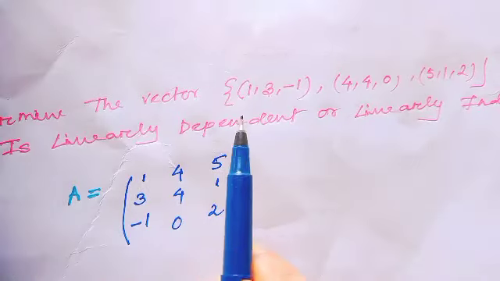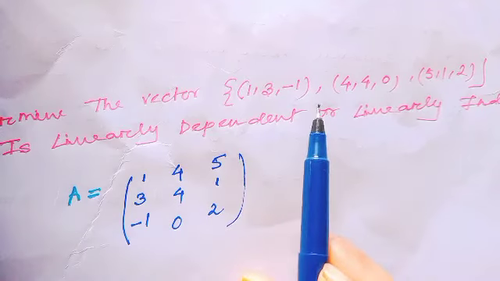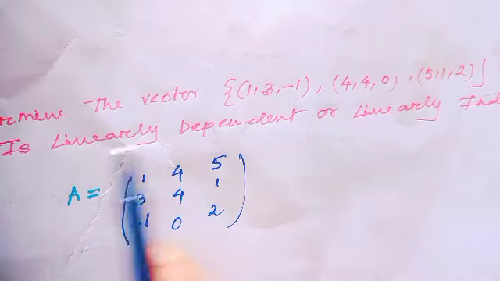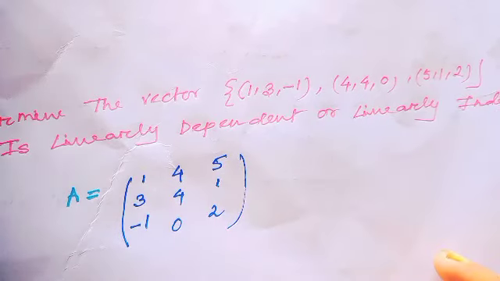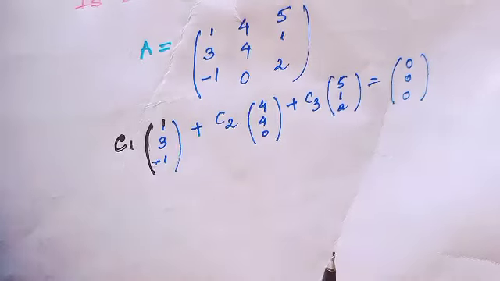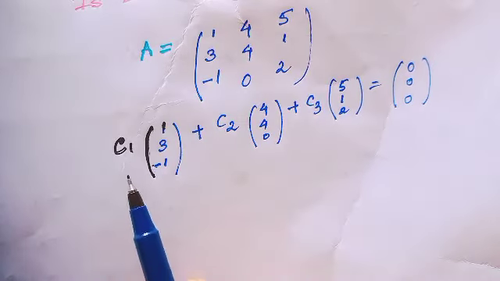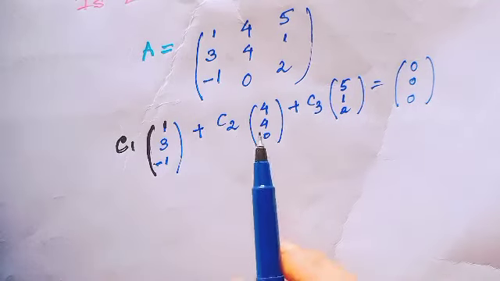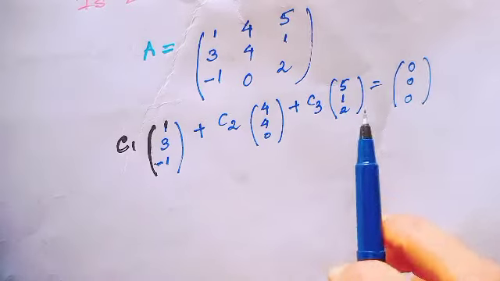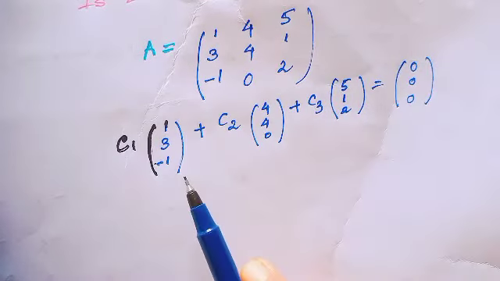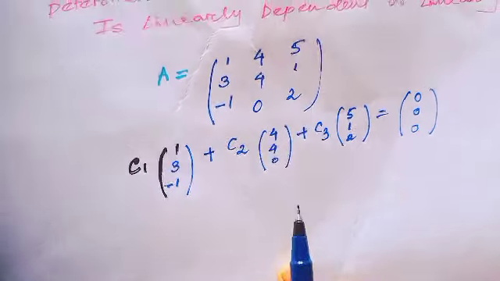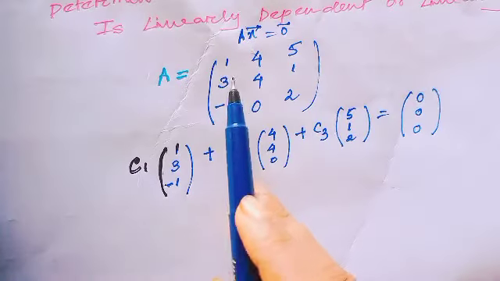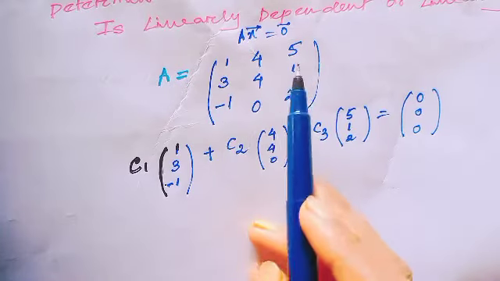Determine whether the set containing the vectors (1, 3, -1), (4, 4, 0), (5, 1, 2) is linearly dependent or linearly independent. To find this, we have to check C1(1, 3, -1) plus C2(4, 4, 0) plus C3(5, 1, 2) equal to the zero vector. This reduces to the homogeneous equation Ax = 0, where A is the matrix with rows 1 3 -1, 4 4 0, 5 1 2.